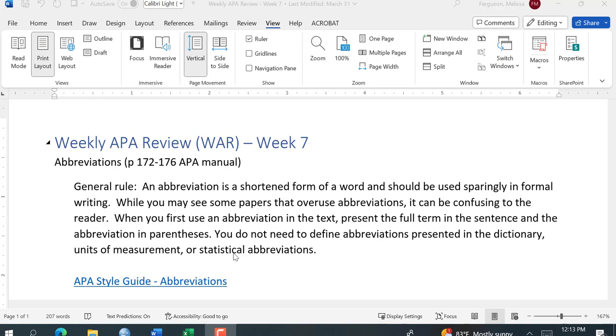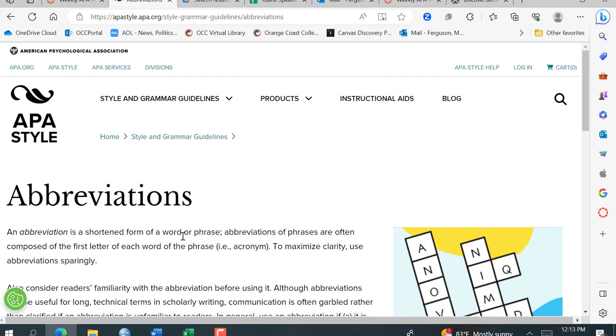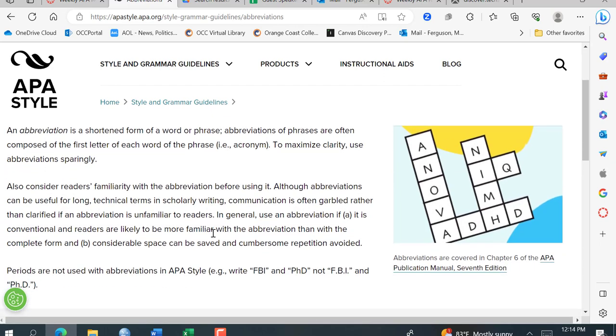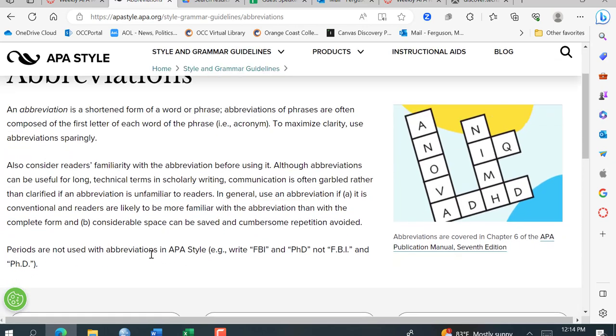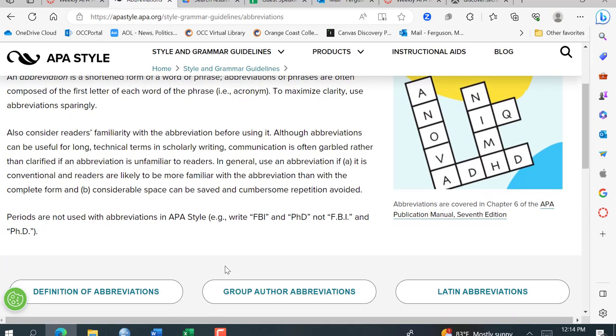And that's why the APA manual is really important to get. So again, if you still haven't purchased it, perhaps now you're realizing how useful that would be. Now I'm going to take you to the APA style guide that's linked here in the assignment. Again, it gives you some information, talking about clarity. There are no periods used with abbreviations in APA style.